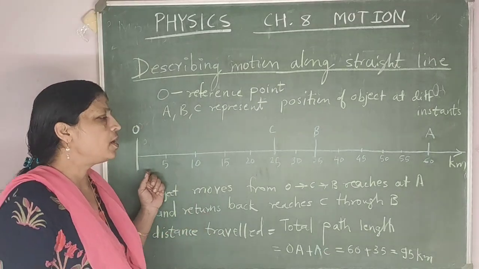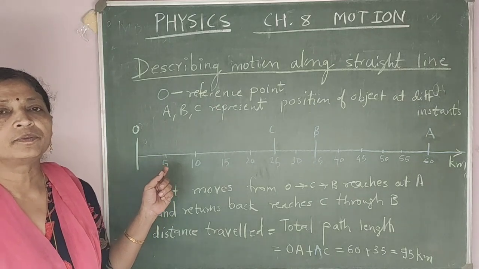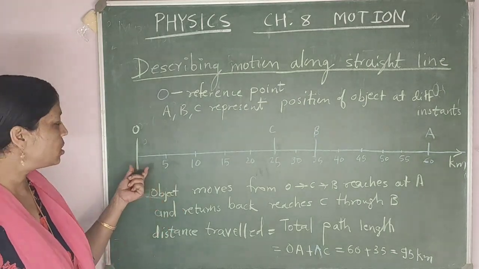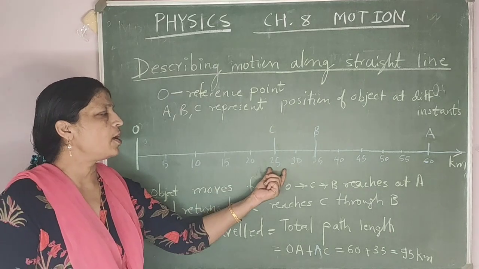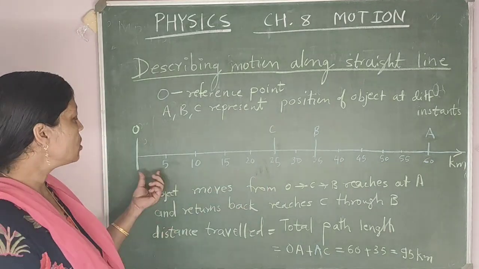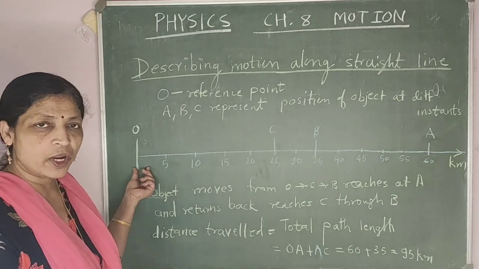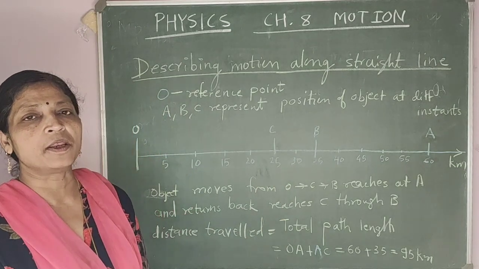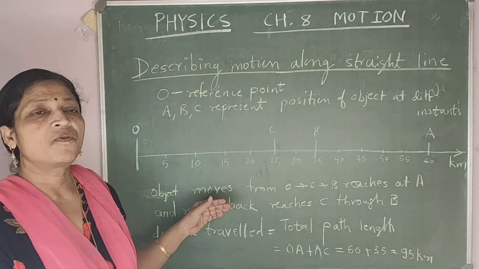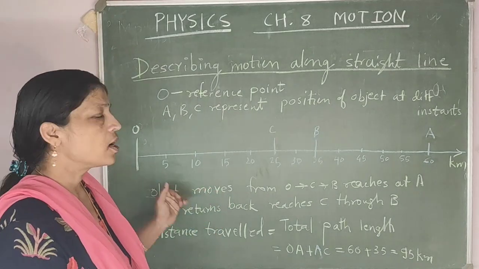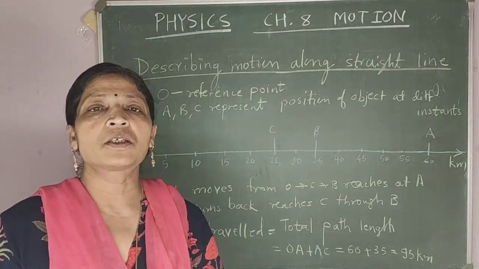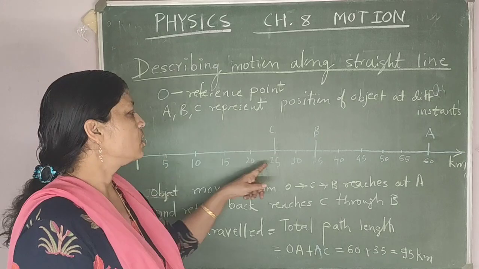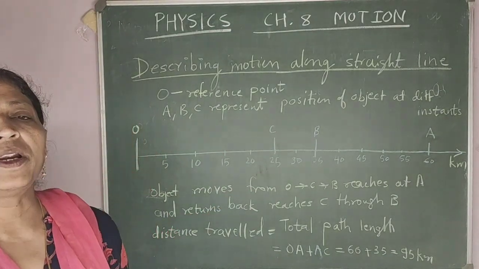In the same example, if we want to find out displacement, we have to see what the initial point is and what the final point is where the object reaches. The initial point is O, our reference point. The final point is C, at which the object finally reaches. For finding the displacement, we find the shortest distance traveled by the object, and the shortest distance is OC. So displacement will become 25.